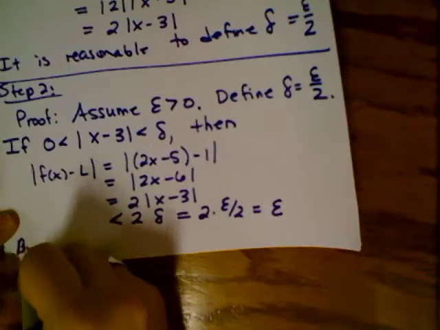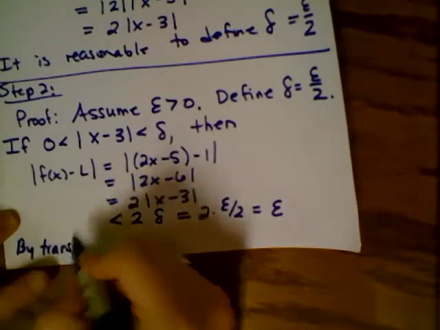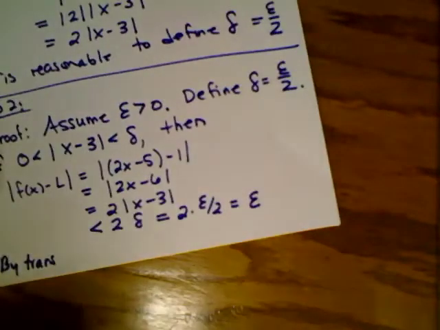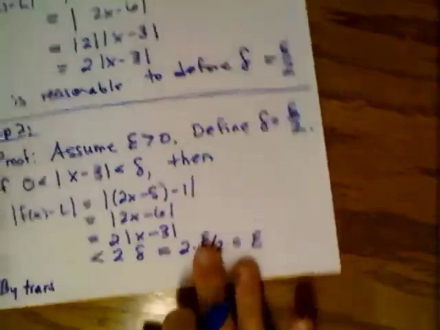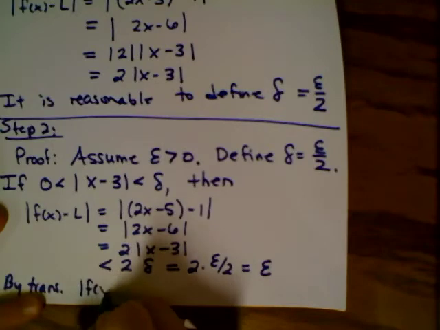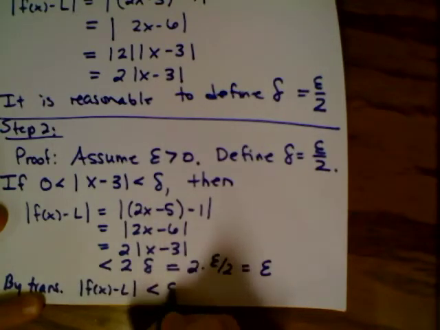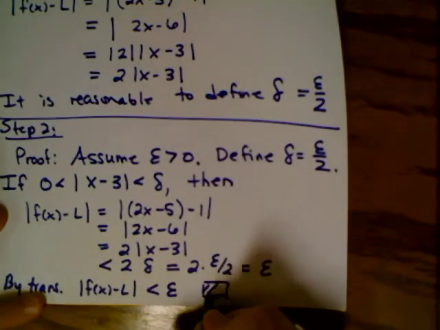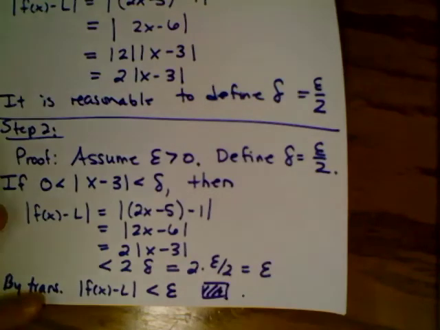And by the transitive property of inequalities, excuse me, I've lost hold of my pen. By the transitive property of inequalities, we have just shown that f of x minus L is actually less than epsilon. End of proof. Thank you very much.